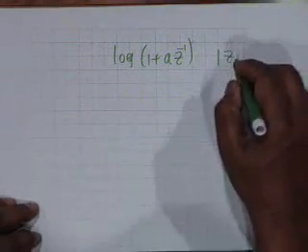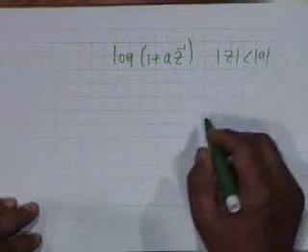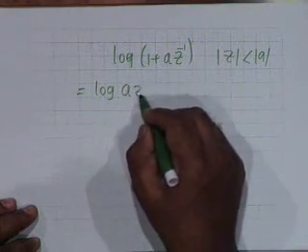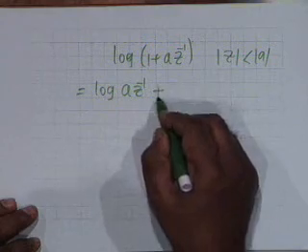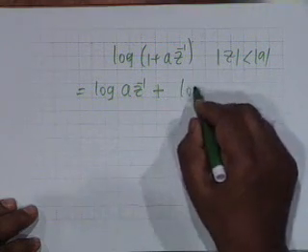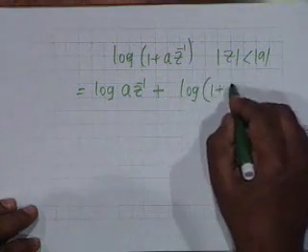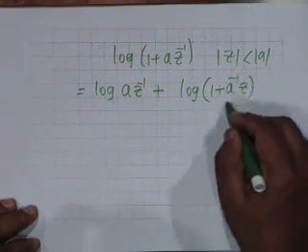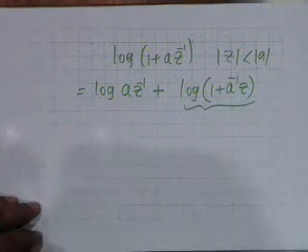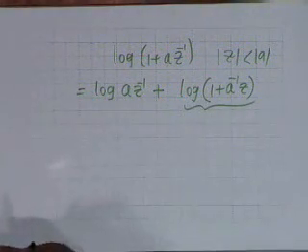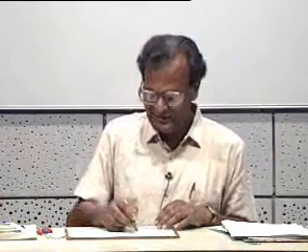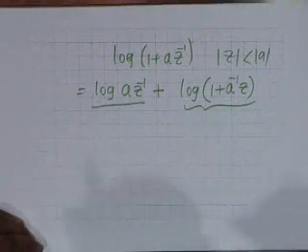Let's say mod z is less than mod a. Then I can write this as log of a z inverse plus log of 1 plus a inverse z. And obviously, this can be expanded in an infinite series, and I can invert term by term. Obviously, what you are asking for is an LSS, left-sided sequence. What about this term, log of a z inverse?